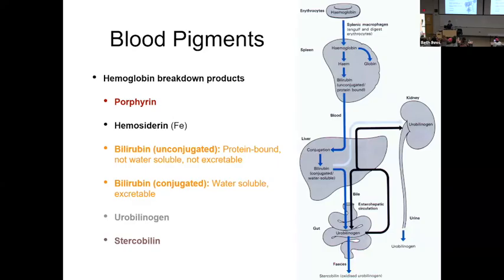All right, so the last big thing we need to talk about, blood pigments. So these are the breakdown products of hemoglobin. I have listed the major ones for you. We're going to talk about as many as we can get through in 10 minutes.